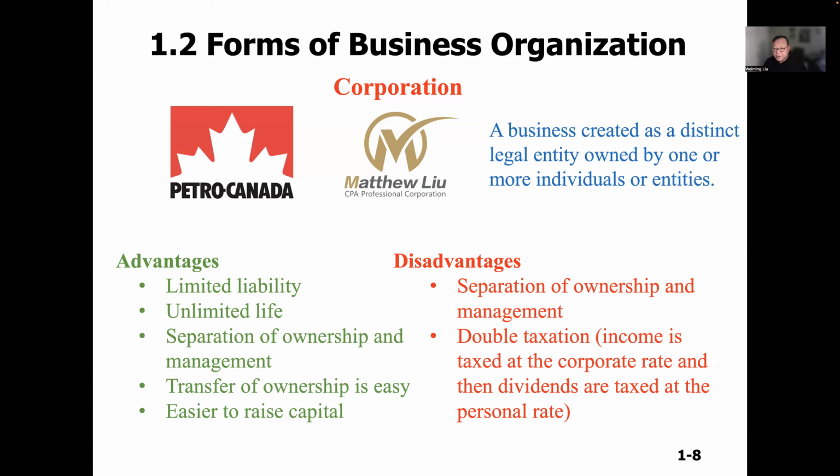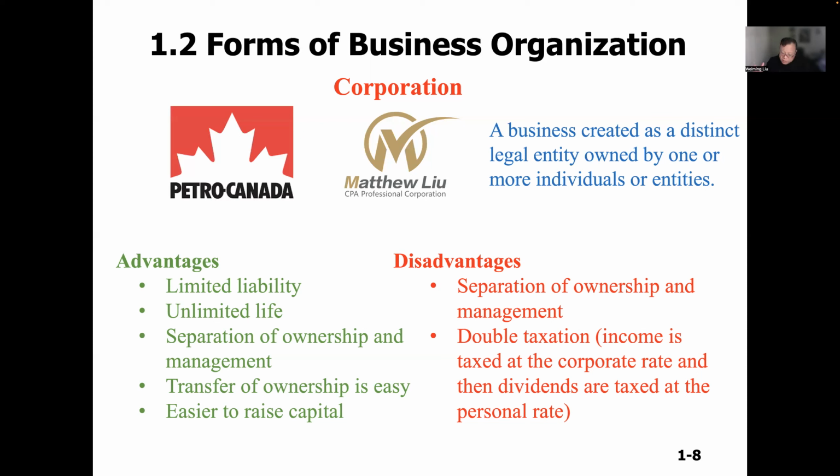Double taxation, okay? Basically, the income will first be taxed at the corporate level. And then when the after-tax profit is distributed to the shareholders in the form of dividends, the shareholders will be taxed again on the dividend income. Okay, so two levels of taxation. First, the profit will be taxed at the corporation level, and after that it will be taxed at the individual level.